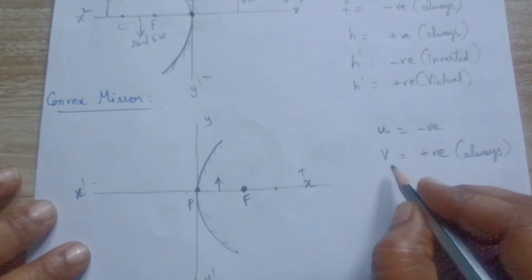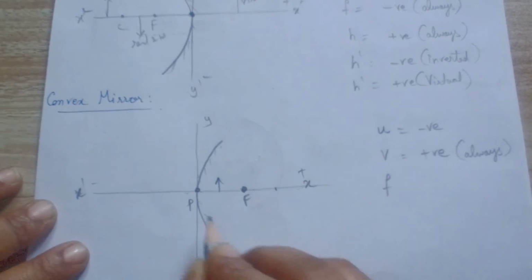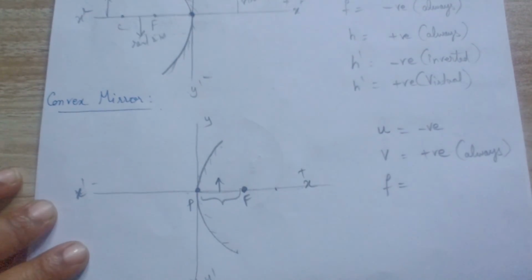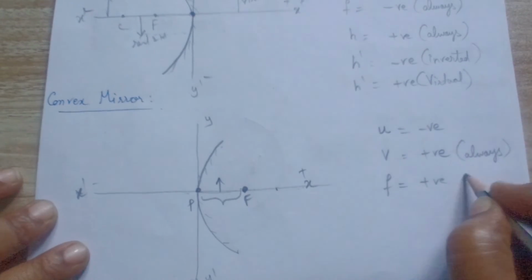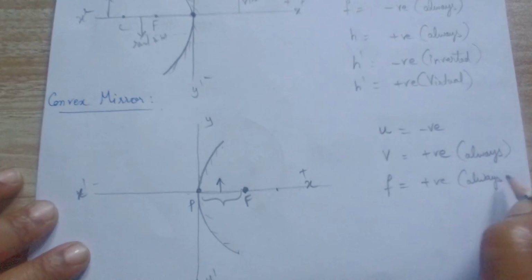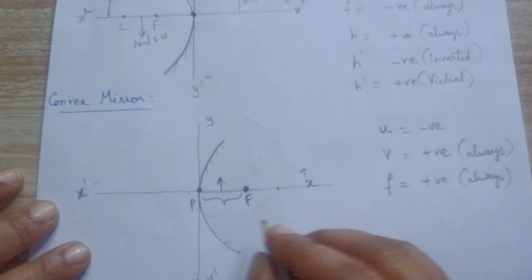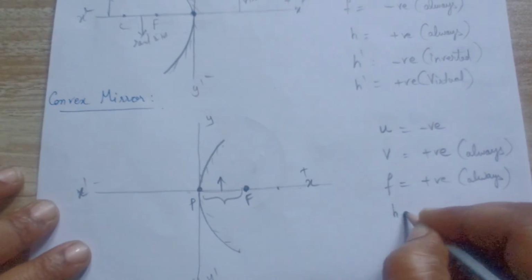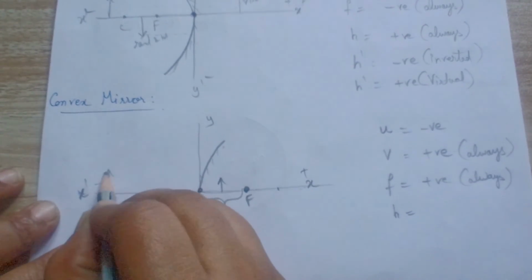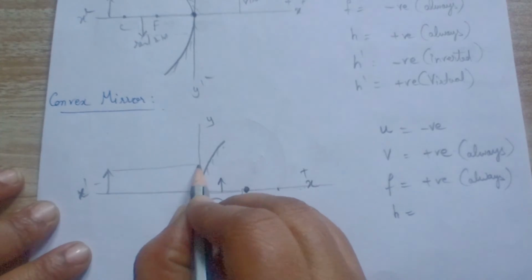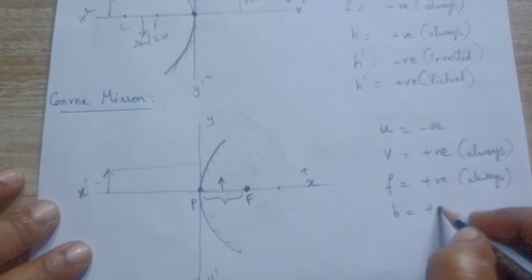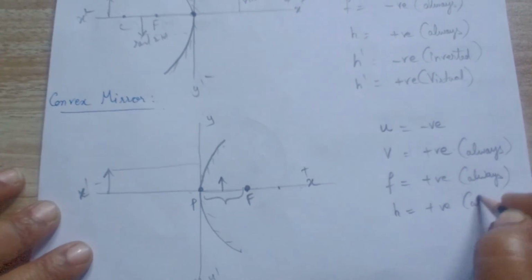Next, what about the focal length? Focal length is here in this direction. This is your focal length, right? Focal length is always positive, because it lies in the first quadrant. Okay, right? Positive. Next, what about the height of the object? h will always lie above this principal axis. Height is always measured with the y axis. So it is in the y direction. On the y axis it is always positive.